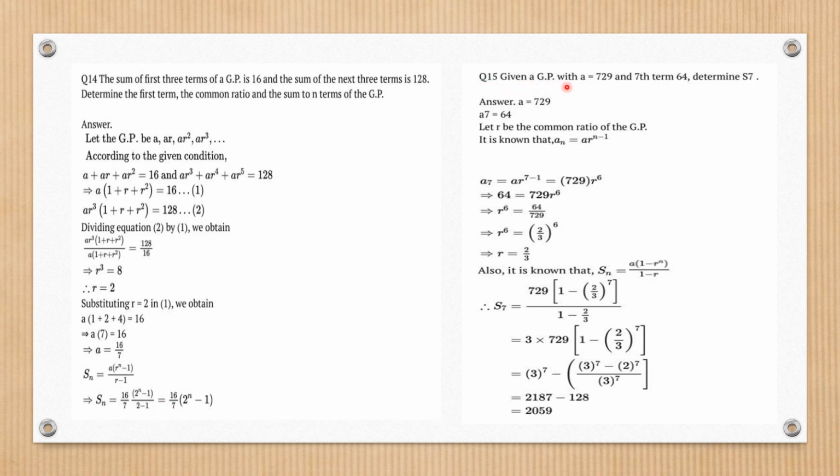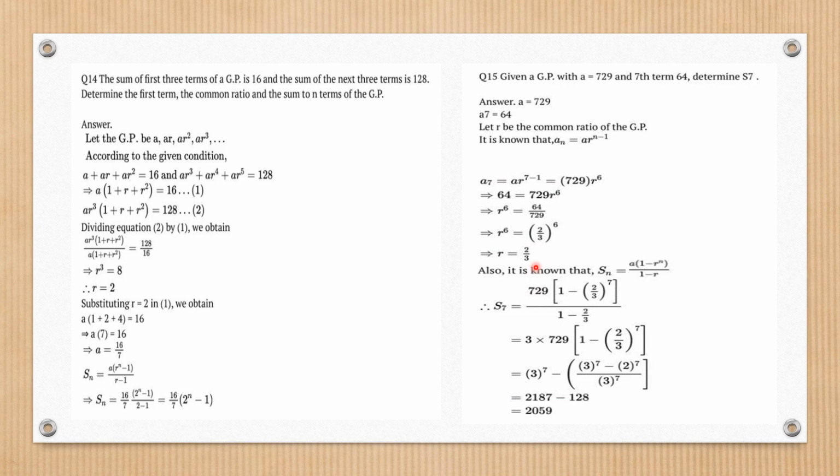Question number 15 says, given a GP with A as 729 and 7th term as 64, determine S7. Okay, so the 7th term means AR raised to the power 6. So 64 is equal to A, which is 729, into R raised to the power 6. So I'll just work out R raised to the power 6 by bringing it to this side, and it will turn out to be 2 by 3.